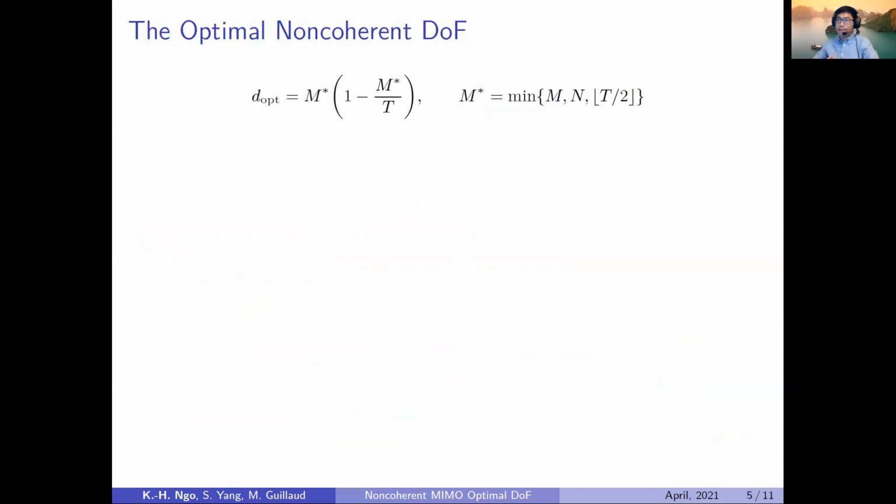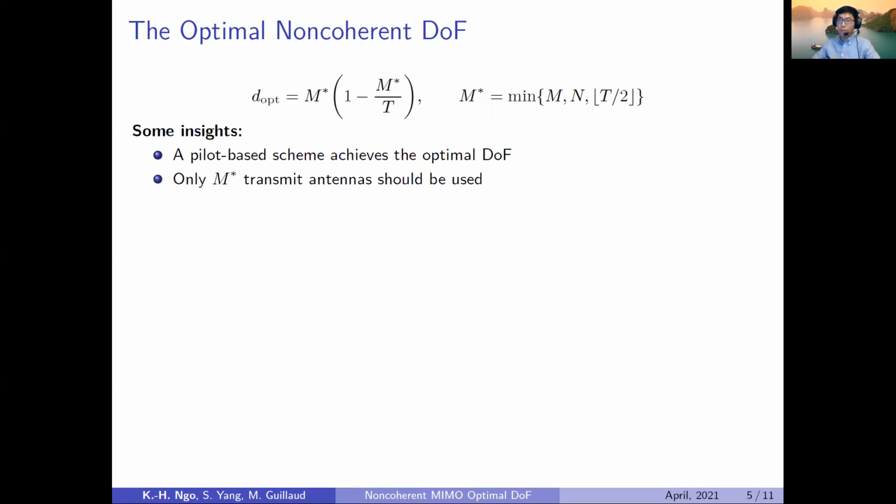Now let's take a closer look at the optimal degrees of freedom, which is given here. There are some insights that we can infer from this result. First of all, we can achieve this optimal degrees of freedom by using a simple pilot-based scheme. Basically, we use the M star transmit antennas. We transmit the pilot sequence in the first M star time slots of the coherence block, and we transmit data in the remaining T minus M star time slots, and we can achieve these degrees of freedom.